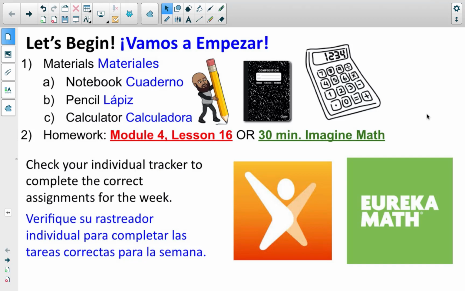For your first lesson, Monday's lesson in week 4, you're going to need a pencil, something to write with, something to write on, and your calculator. Homework, Module 4, Lesson 16.